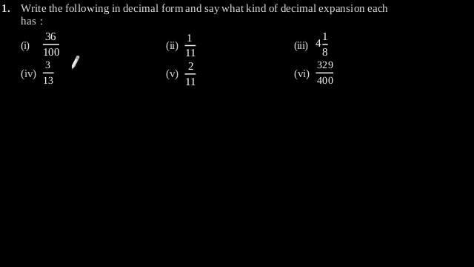Exercise 1.3, question number 1. Write the following in decimal form and say what kind of decimal expansion each has. So starting with the first part, that is 36 by 100. So we'll solve for 36 divided by 100.